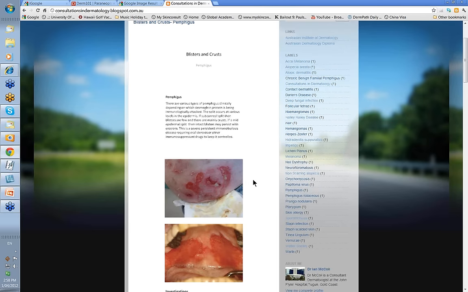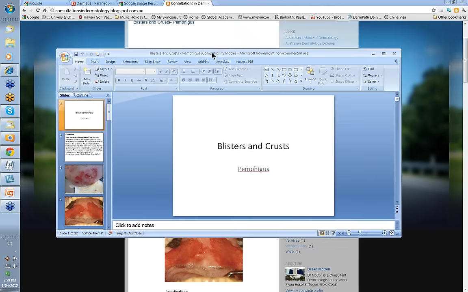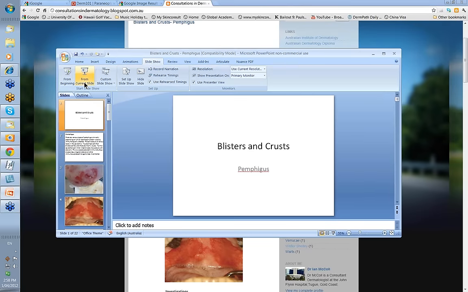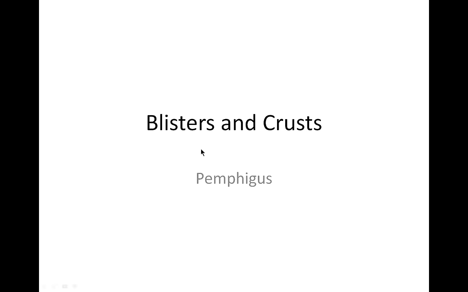Now, these are some of the images, but I think we'll look at these images as usual in the form of a PowerPoint presentation. So bear with me while we get that up. Okay, blisters and crusts, pemphigus.